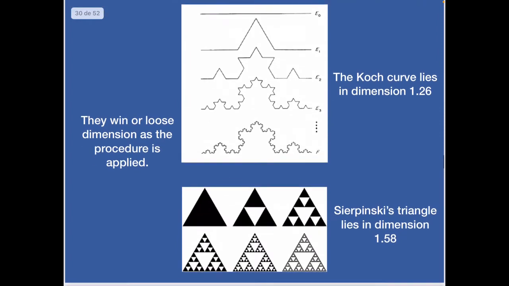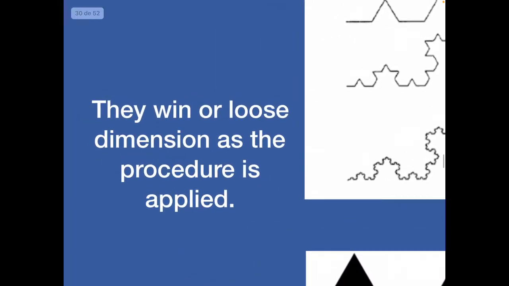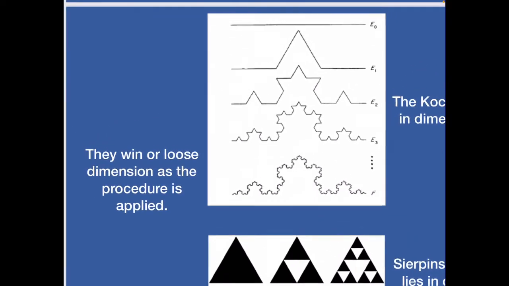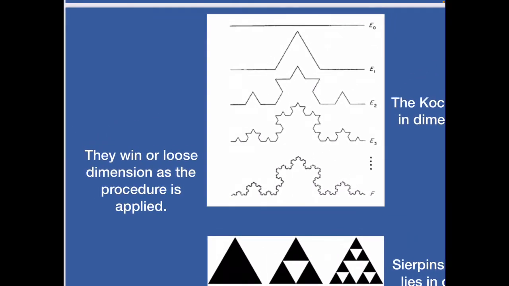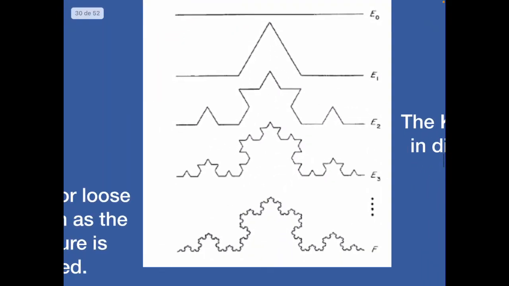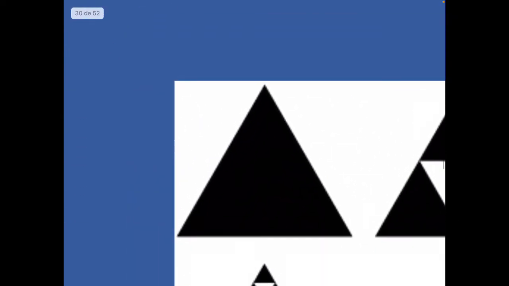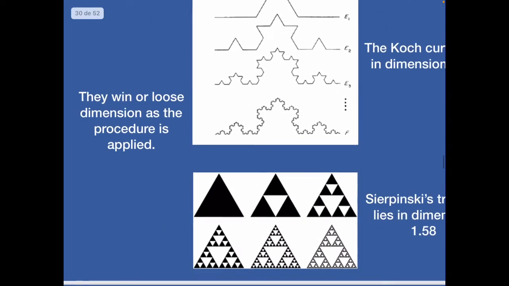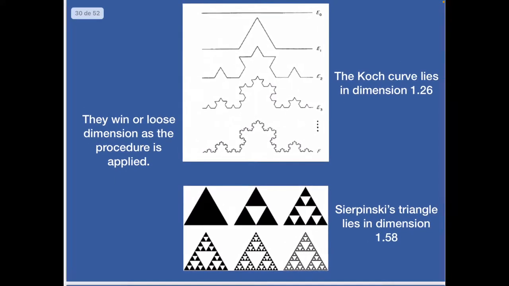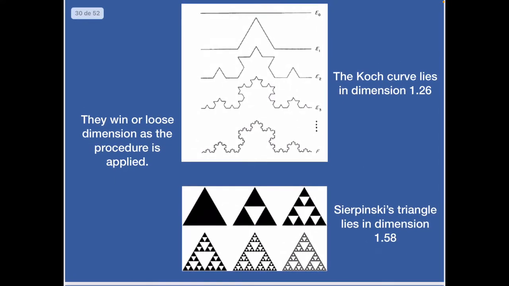You should remember this, but this is going to be a very nice review for you. Well, remember that they are going to be winning or losing dimension depending on the procedure that you apply to them. You are going to be starting in a certain dimension. For example, here we're in the first dimension, right? Just a line. Or over here we're in the second dimension. It is a surface. But you're going to apply the same process over and over again, and that is going to make these objects either win or lose dimension.